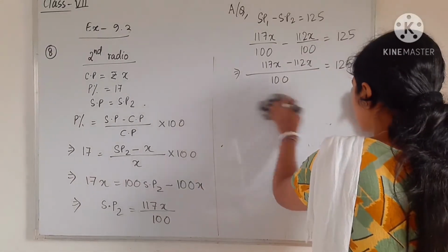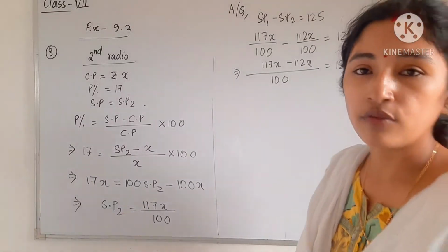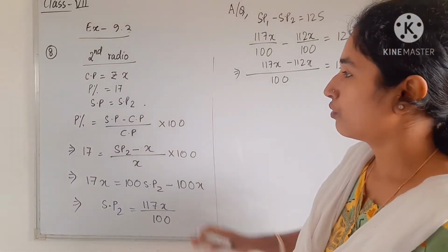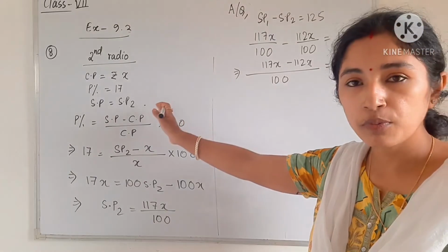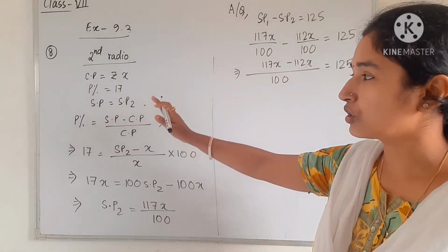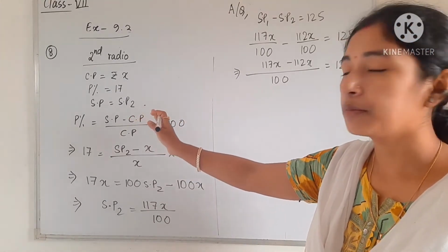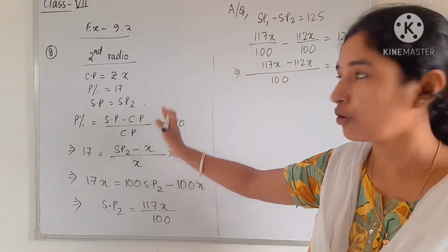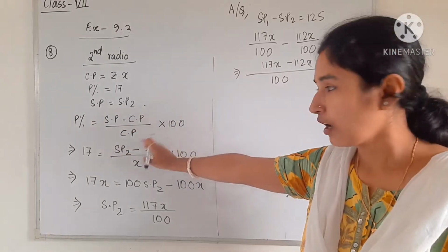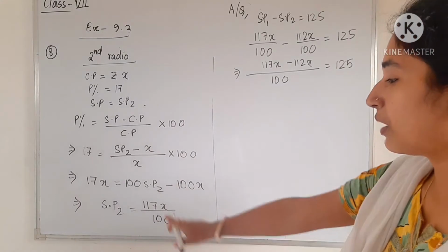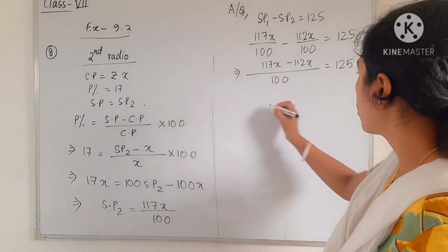Okay, so students, please try to write all the steps, I have just written them directly. You have to write the steps. So like that you have to write: therefore CP of the second radio will also be rupees X, because it is already given in the question, and the profit percentage is 17, and let the selling price be SP2 for the second radio. Then we know this formula, okay. After that you have to put the values, and you have to simplify, you have to find SP2. So next you have to put like this.